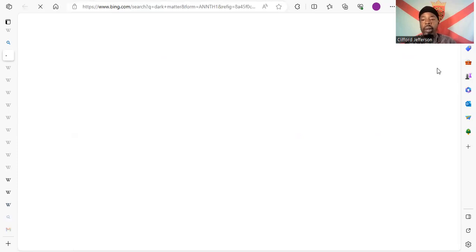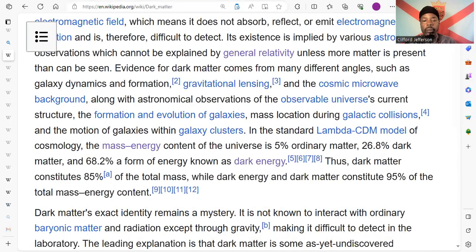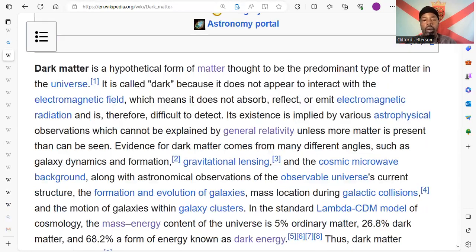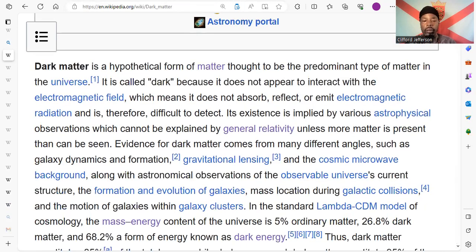Hate to be redundant, everyone, but it's my job. This is in closing. Dark matter, i.e., the biology of dark matter. Dark matter is a hypothetical form of matter thought to be the predominant type of matter in the universe. It is called dark because it does not appear to interact with any electromagnetic field, which means it does not absorb, reflect, or emit electromagnetic radiation, and is therefore difficult to detect.